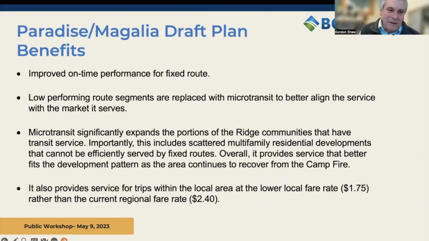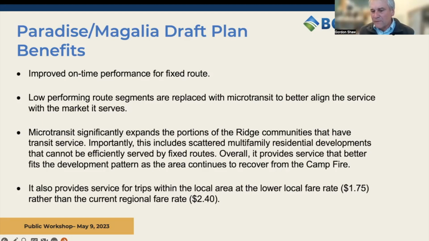You probably can imagine what I'm going to say here about what this overall does, but it does improve on-time performance for the fixed route. We're not stretching them as far as we had before. We've got more time per run. We're replacing with microtransit. We're serving a bigger area. And a little bit of a nuance that people might appreciate is that right now, if you live up there, you're paying the regional fare rate of $240 for a full ride trip. We're proposing this would become a local area because it's now got a local service. So transit fares become a little lower.